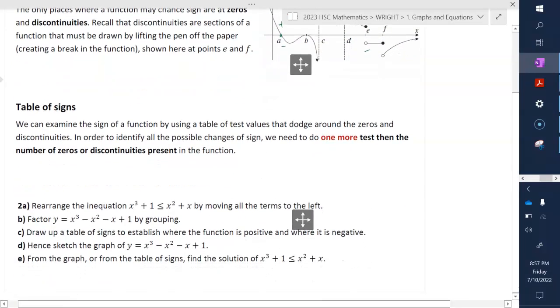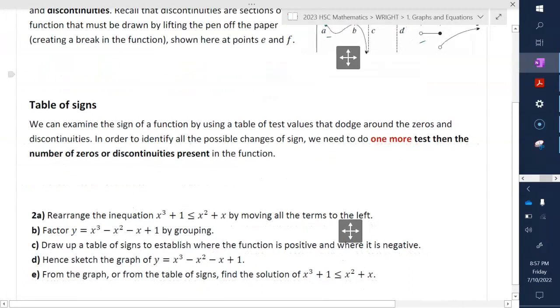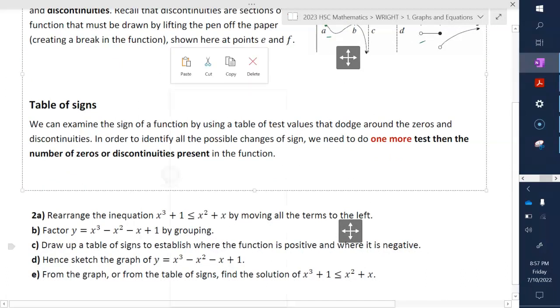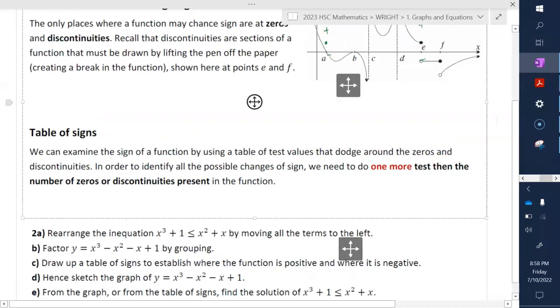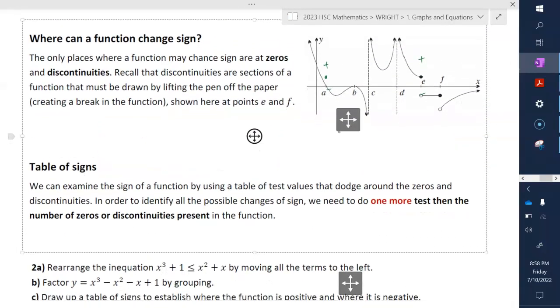Now we want to have a little bit of a look at tables of signs, and we're going to use that in the example shown below. A table of signs can be used when we are examining the sign of a function by using a table of test values that dodge around the zeros and discontinuities. So we might look at where zeros and discontinuities happen, and have a look at what's happening a little bit to the left of that point and to the right of that point.